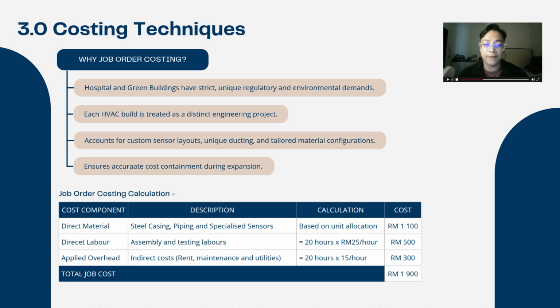Finally, we apply our factory overhead at a predetermined rate of 15 ringgit per direct labor hour, contributing 300 ringgit to cover indirect expenses like rents and utilities. Combining these three elements gives us a total job cost of 1,900 ringgit per HVAC unit. This transparent cost block is exactly what allows us to confidently establish pricing, manage margins, and smoothly transition into budgeting.